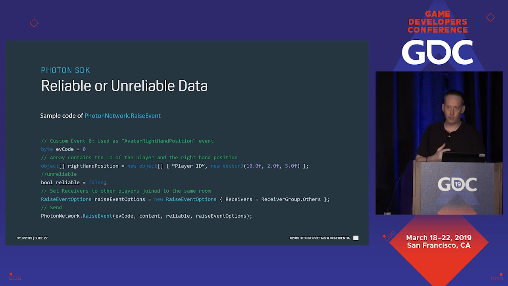You go down to the next one, it's the position, the player ID, and the coordinates of where that is. Below that is whether it's reliable or unreliable. Again, it's just a bool. We're flipping it to false. Underneath that is which participants we're sending it to, and then we send it. It's pretty straightforward. With a simple bool for all your events, you can actually test your network and see what's impacting it and what's not.